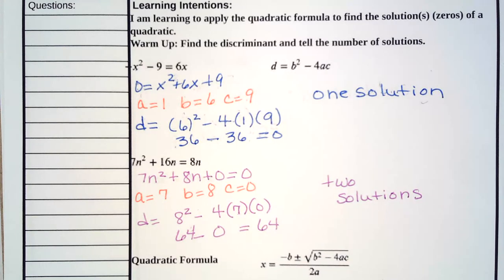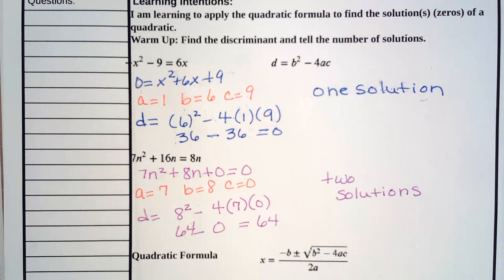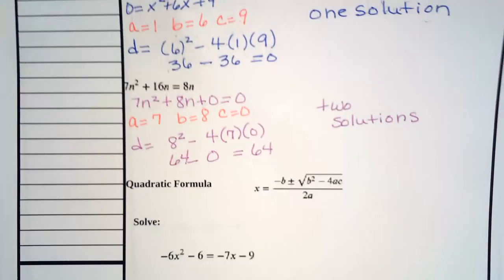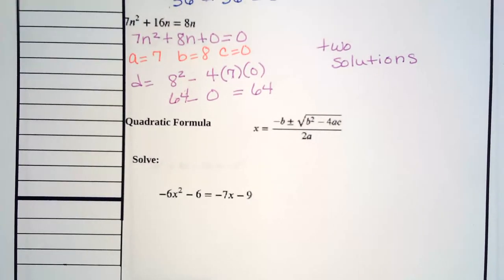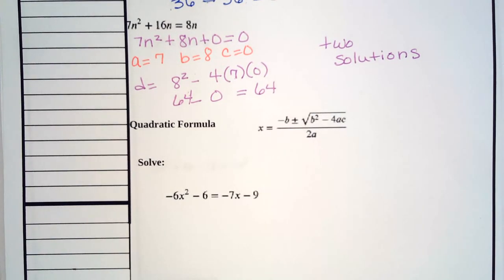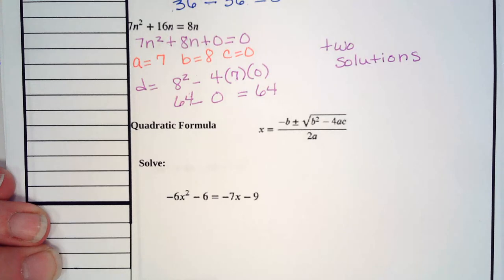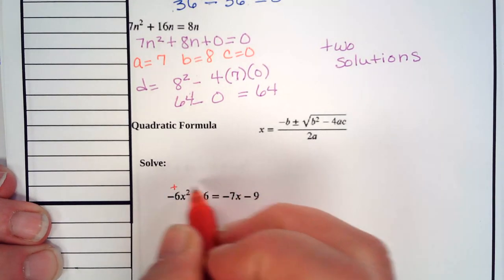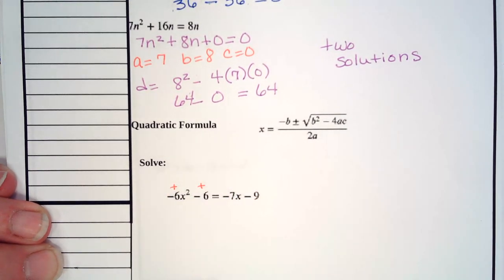Okay, there's the quadratic formula. This is what we're getting ready to apply. We're going to solve by using the quadratic formula. So I'm going to go slowly, step by step, so you can understand the process. Step number 1, set it equal to 0. To set it equal to 0, I've got to add these to the other side.